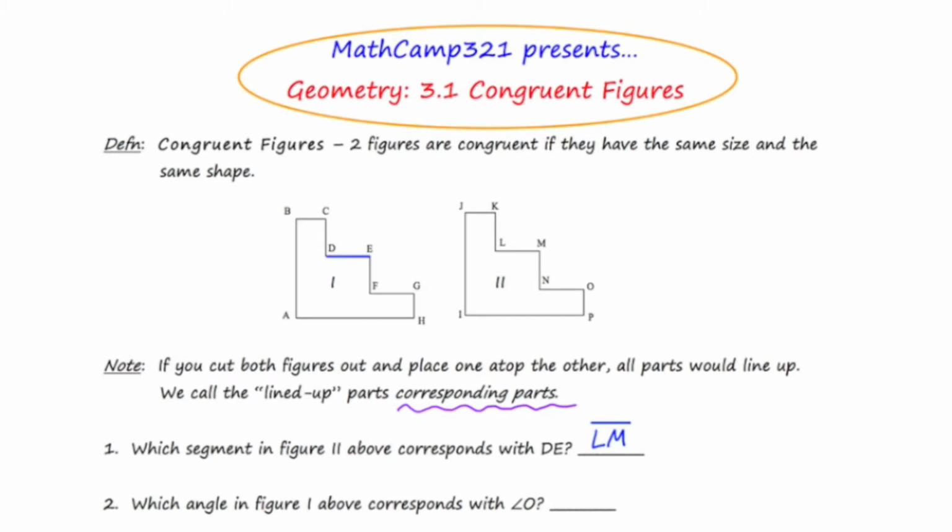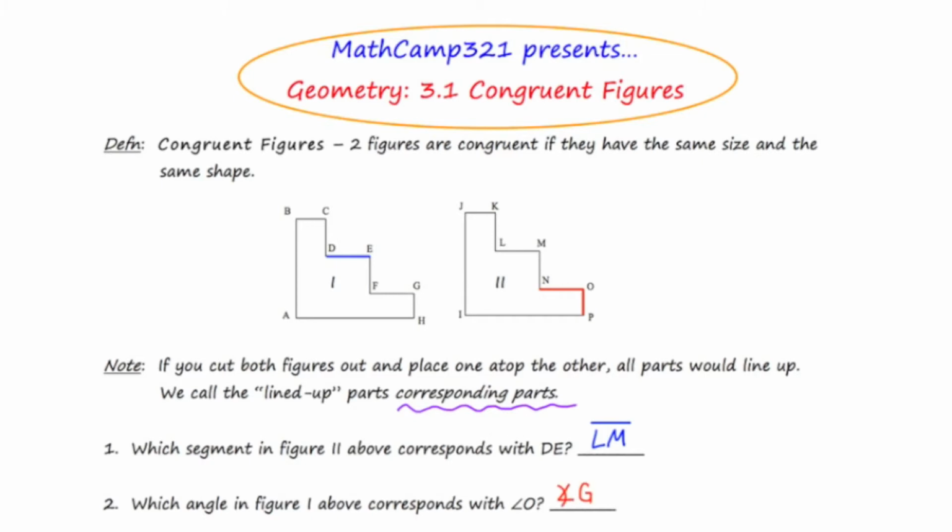Okay, question number 2 asks, which angle in figure 1 corresponds or lines up with angle O? Let's find angle O in figure 2. Okay, so angle O is in that little bottom corner over there, and if we were to cut that image out and place it atop image 1 or figure 1, it would line up with which angle? If you said angle G, you're correct.